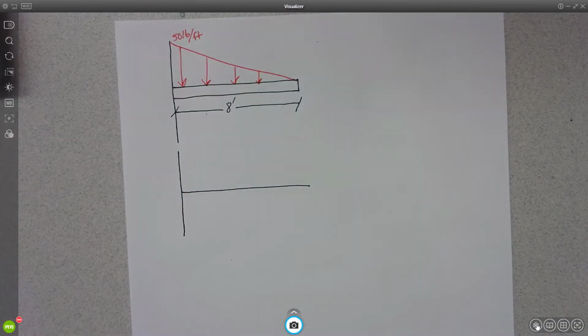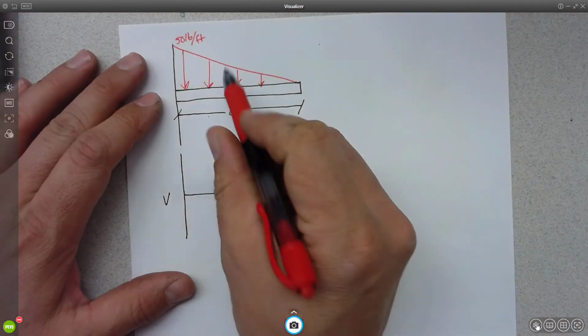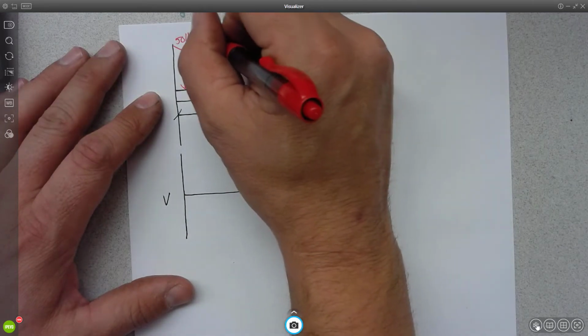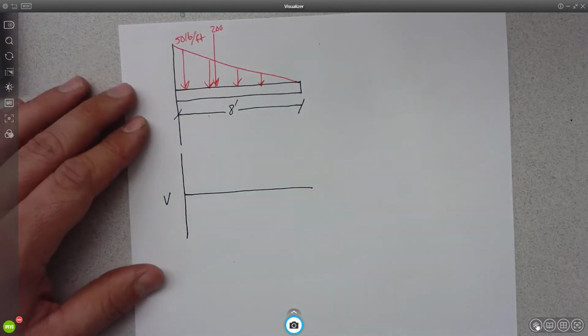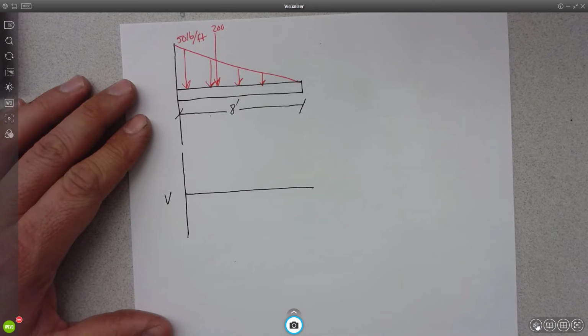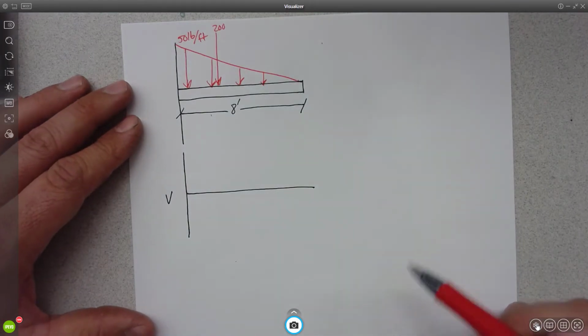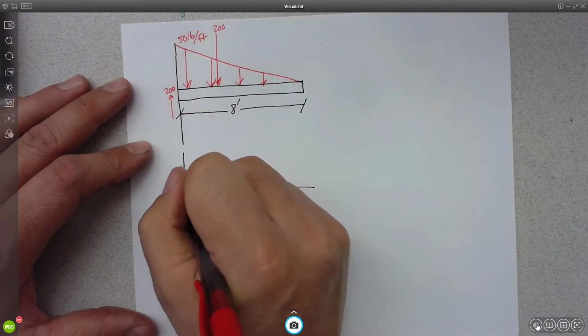All right. So let's start with the shear. Well, we know that this has 50 pounds per foot and it's 8 feet long. So 50 times 8 is 400. Divide that by 2. We're going to get 200 as the resultant. I'm just finding the area underneath the load curve. So that means that right here we must have a resultant of 200 acting up. So we can jump up 200.